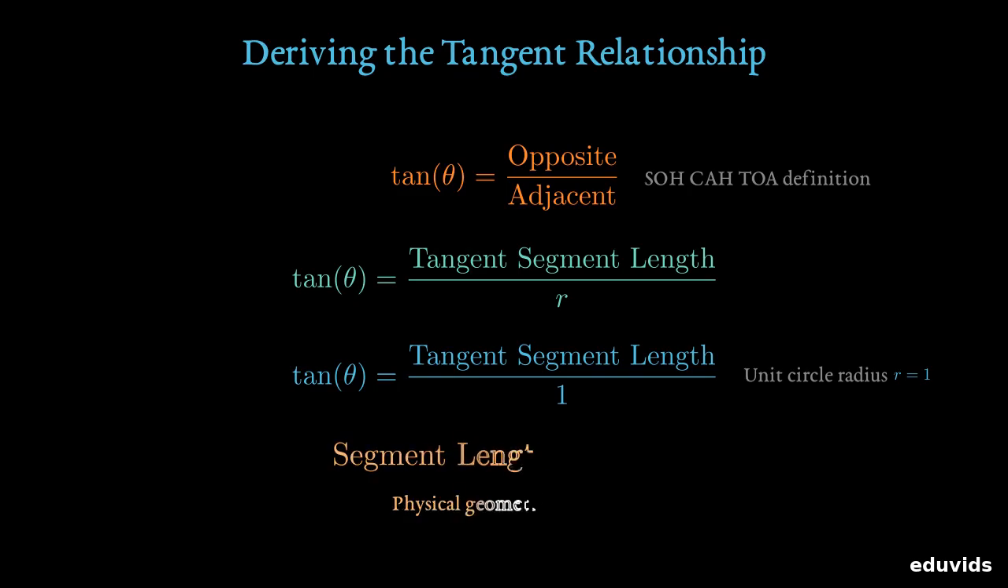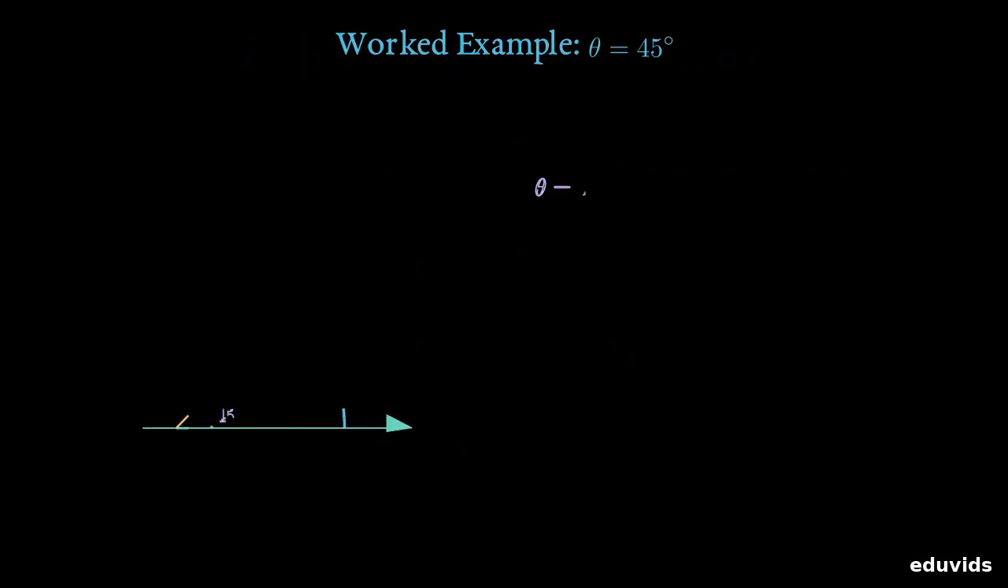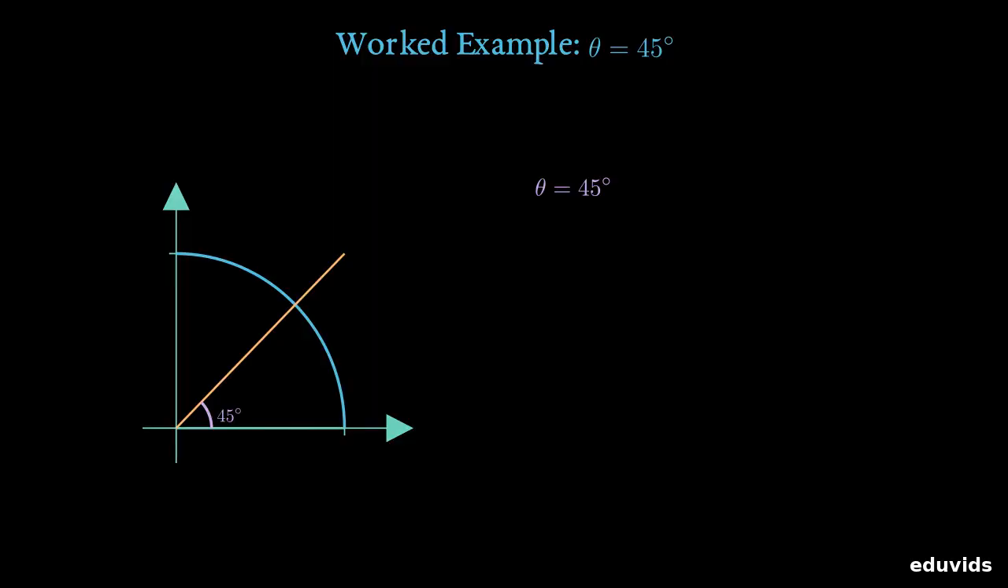When you divide any number by 1, the number stays the exact same. This means the length of the opposite side, which is our vertical tangent line segment, equals the tangent of theta divided by 1. Therefore, the actual physical length of that line segment resting on the x-axis equals the value of tangent of theta. Let us test this with a concrete example where our angle theta is 45 degrees.